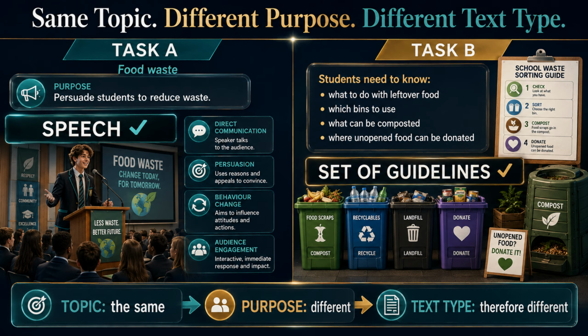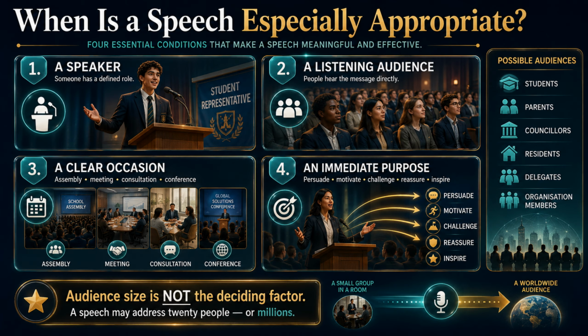So, when deciding whether to choose a speech, do not focus simply on audience size. A speech might be delivered to 20 people in a classroom, or broadcast to millions. What matters is how the audience receives the message and what you are expected to achieve. A speech is especially appropriate when there is a speaker, a listening audience, a clear occasion, and an immediate communicative purpose. You may be addressing a school assembly, a community meeting, parents, counselors, delegates, or members of an organization.